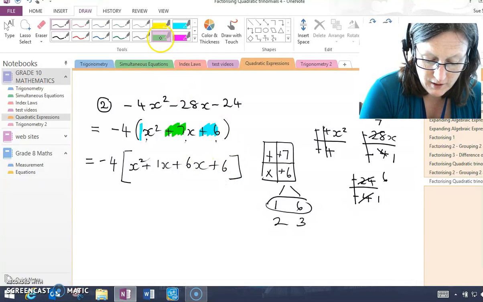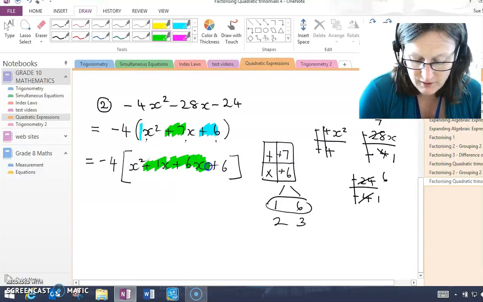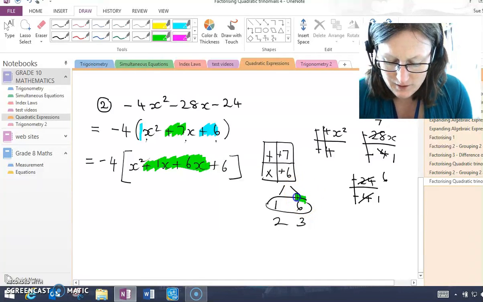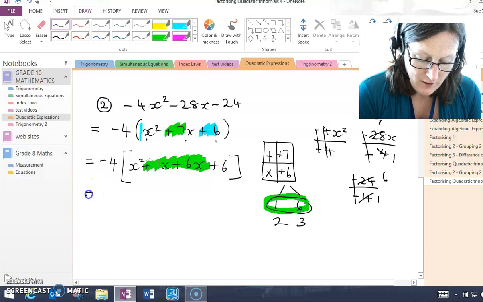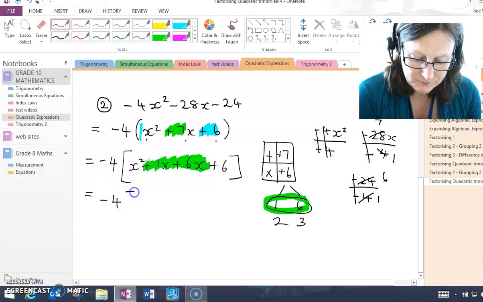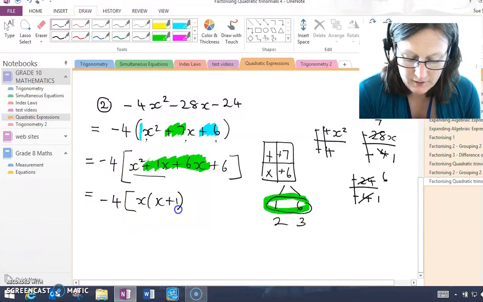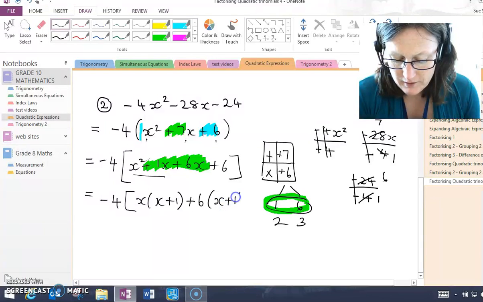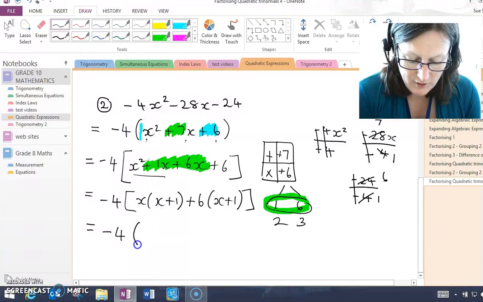Again, another reminder, I have rewritten the 7x. This is still equal to 7x, but it's written in a way that means we can continue factorising. This is how I knew how to rewrite it. I then got my negative 4 out the front. First two terms, x is common, x plus 1 is what's left. Second two terms, positive 6 is common, x plus 1 is what goes in our brackets. Negative 4 still out the front.